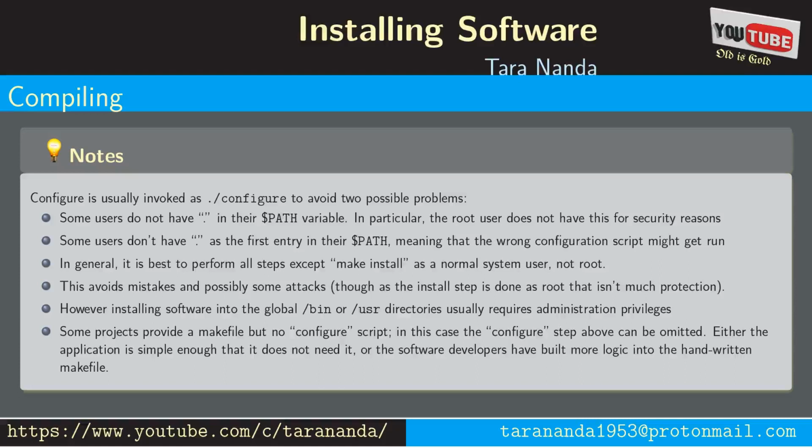Remember that the operating system searches the path variable from top to bottom, and the first place where it finds the necessary information, it picks it up from there. In general, it is best to perform all steps except make install as a normal system user, not root. This avoids mistakes and possibly some attacks. Moreover, installing software into the global /bin or /usr directories usually requires administration privileges.